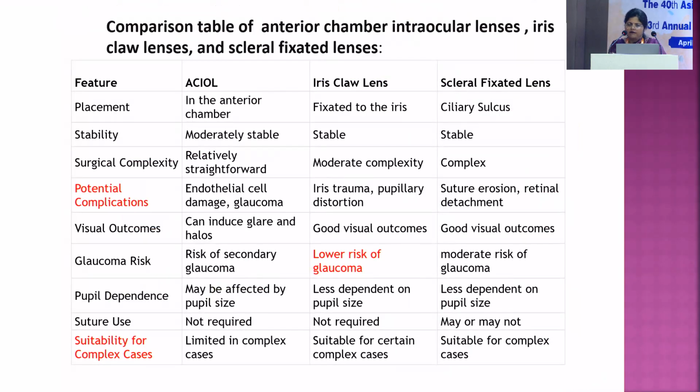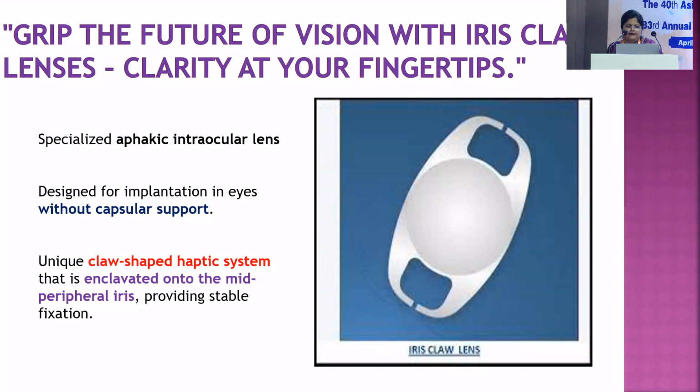This is a comparative table between the ACIOL, ICL, and SFIOL. It shows the potential complications are more with the ACIOL and the SFIOL, and the risk of glaucoma is also more with the ACIOL and SFIOL, while there is a very low risk with the iris claw lenses. As you saw in the many complicated cases shown by the sir, these lenses are very much suitable for complicated, complex cases. Grip the future of vision with the iris claw lenses.